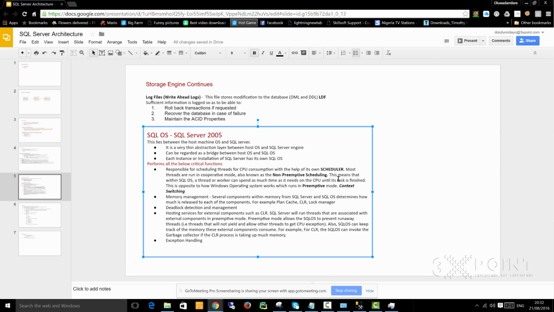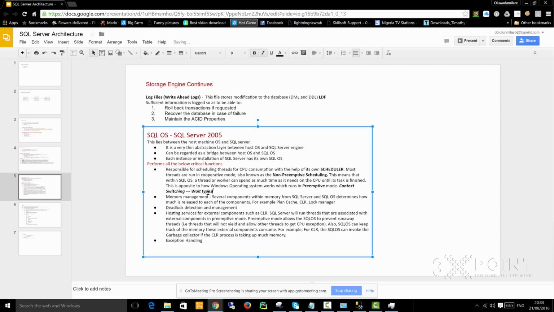So the operating system as a whole, the Windows operating system, uses the preemptive mode, which encourages a lot of context switching. But the other one, non-preemptive scheduling, just allows the thread, or worker, to spend as much time as it needs on the CPU until its task is finished. So this is one of the important concepts about SQL OS, and when we start talking about performance tuning, we will see where wait types come into play.